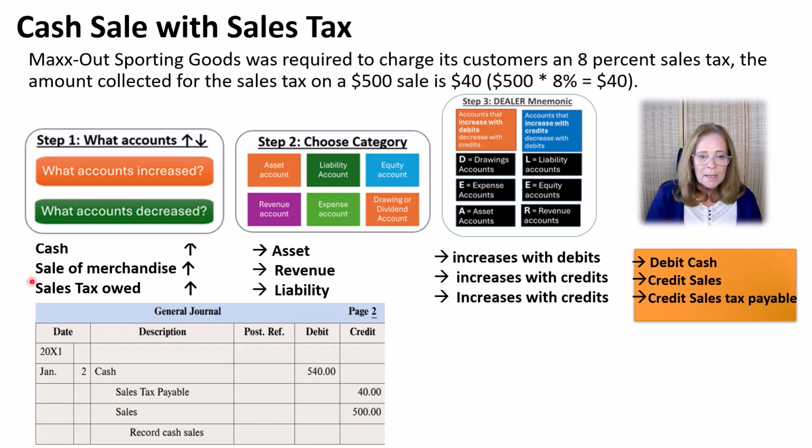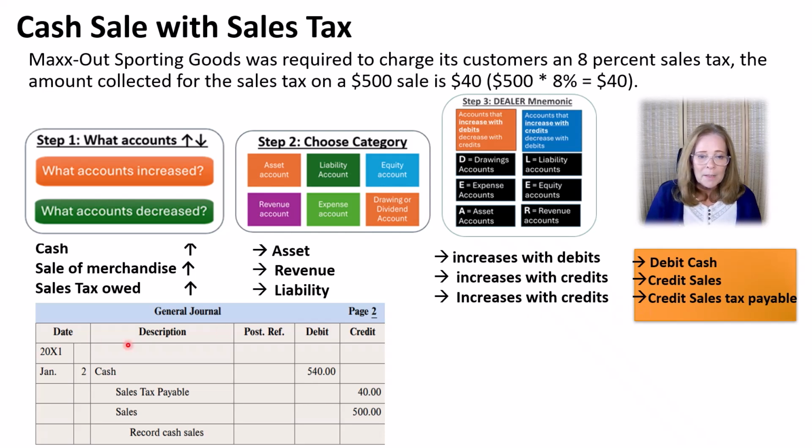Then the merchandise sales increased, and those sales are considered revenue, and revenue increases with credits. That means we need to credit the sales account for the sale of $500. Last, sales tax owed increased because MaxOut must pay the sales tax to the tax agency. And sales tax is a liability, and liabilities increase with credits, so we credit sales tax payable for $40.